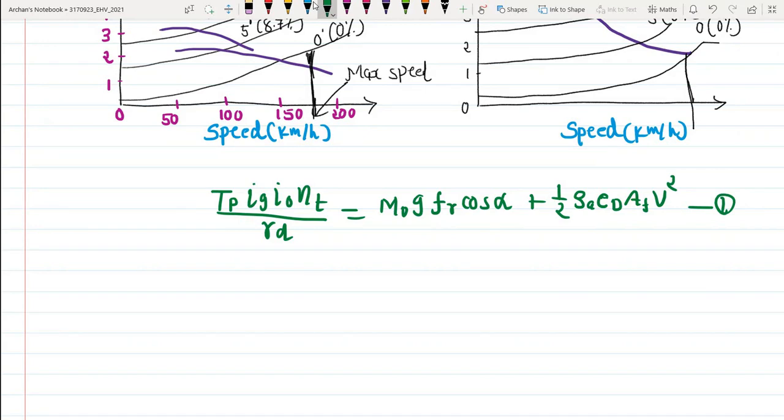Okay, so the intersection of the tractive effort curve and the resistance curve represents the maximum speed of the vehicle, as you can see in this particular figure, right over here, this point and this point. Whenever an intersection is there, this characteristic would be somewhat like this. There should be an intersection point. So this will be our maximum speed of the vehicle.